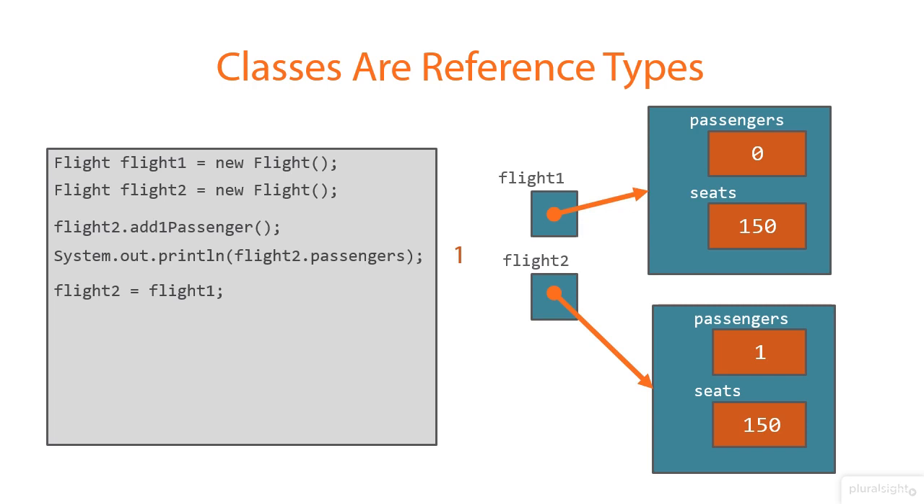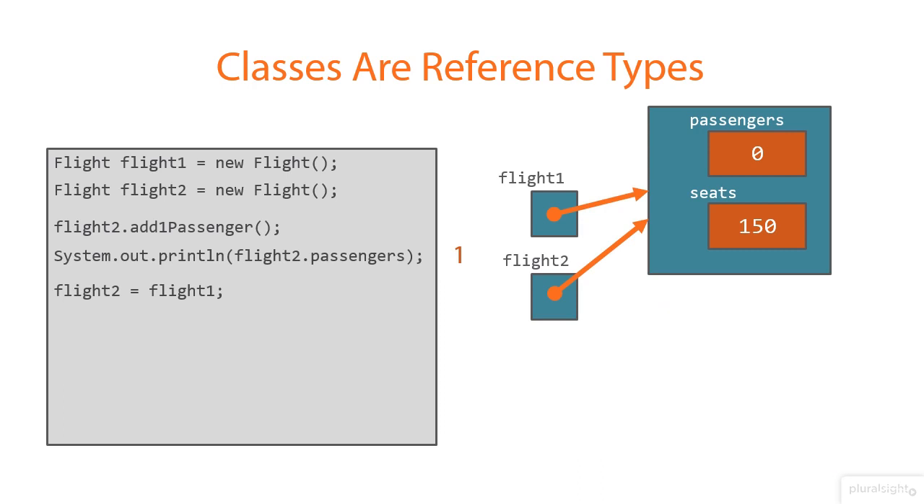Now, if I assign flight1 to flight2, that doesn't copy the entire object pointed to by flight1 into flight2. All that does is reassign the reference, so that flight2, instead of pointing to the object it currently points to, will now point to the same object that flight1 points to. So now that the object previously pointed to by flight2 is no longer referenced, that object goes away, and flight2 and flight1 are now pointing to the exact same object. If I now print out flight2.passengers, it prints out 0, because that's the value of passengers in the object it's pointing to.